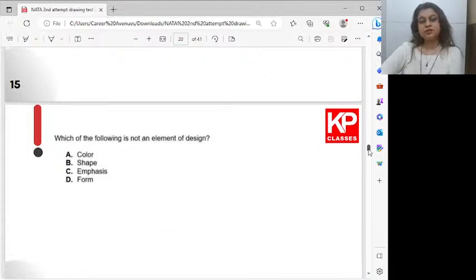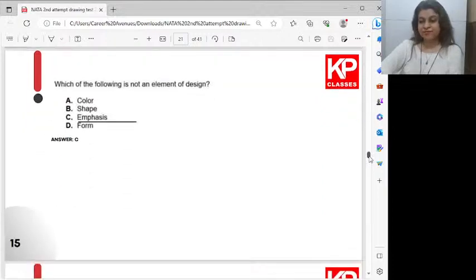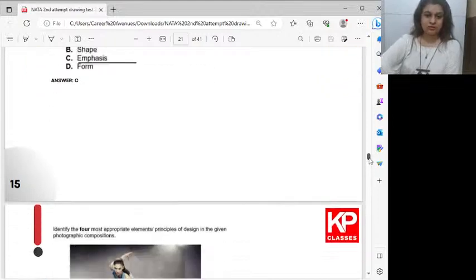Which of the following is not an element of design over here? The answer is emphasis. Emphasis is not an element, it's a principle. Principle means the rule and elements means the tool.